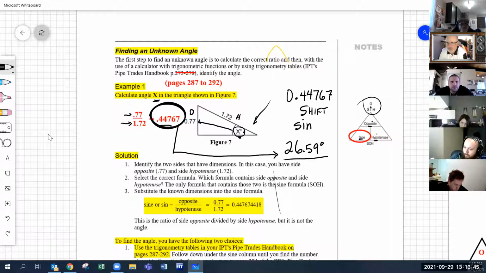Okay, did everybody get the 26.59 degrees? Yeah? All right. So anytime you are getting a decimal as your angle, it is the ratio. Then you have to hit the shift button and then whatever ratio you want. Is it sine, cosine, or tangent? All right. So that would make that difference. And you follow along whatever it is in the formula triangle. It says sine. Then you're going to hit the sine button.